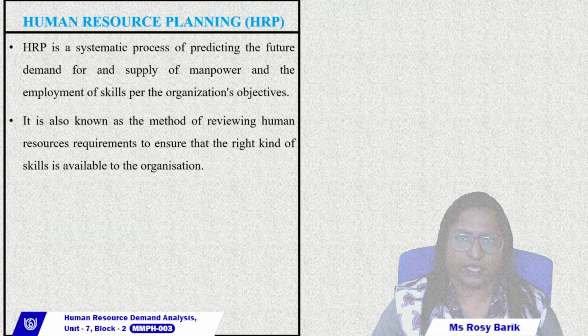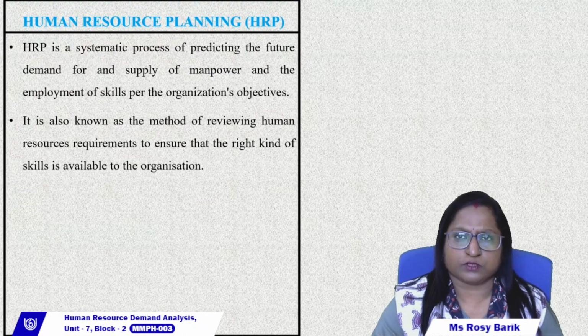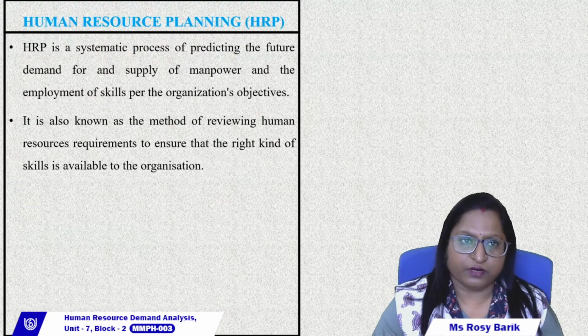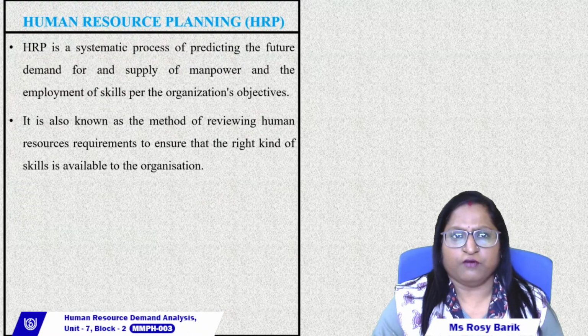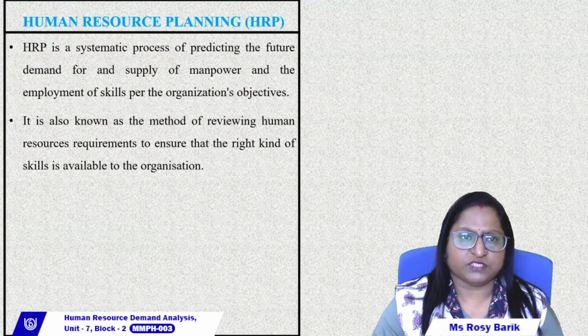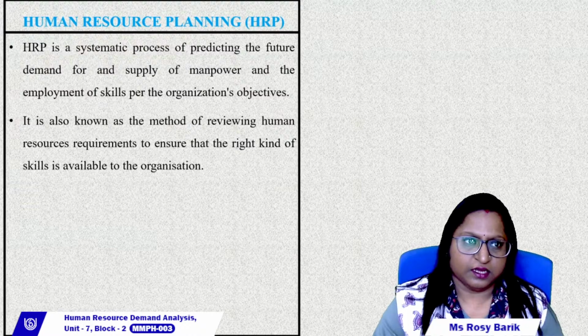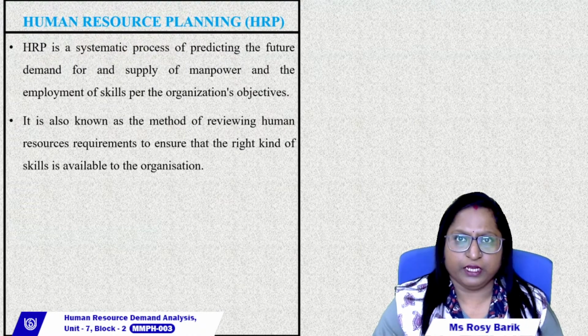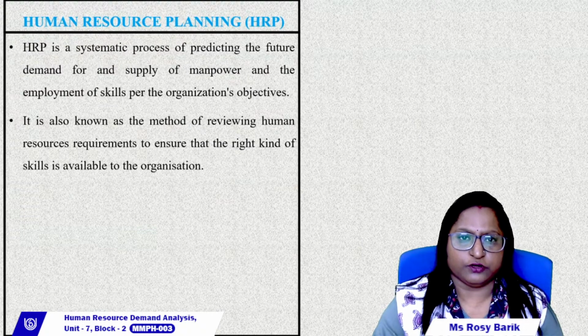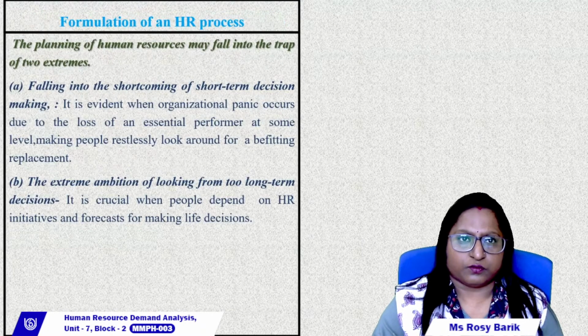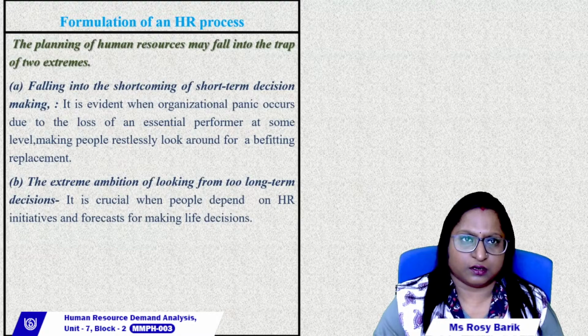So, human resource planning, as we have already discussed in the last blogs, is a systematic process of predicting the future demand for and the supply of manpower and the employment of skills for the organization's objectives. It is also known as the method of reviewing human resource requirements to ensure the right kind of people and skills are available to the organization. So, what are the different types of process of HRP, that is human resource planning? So, we can say formulation of an HR plan.